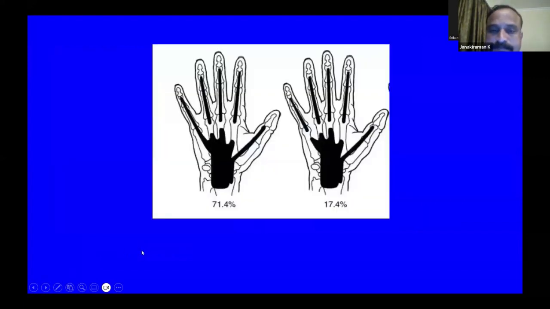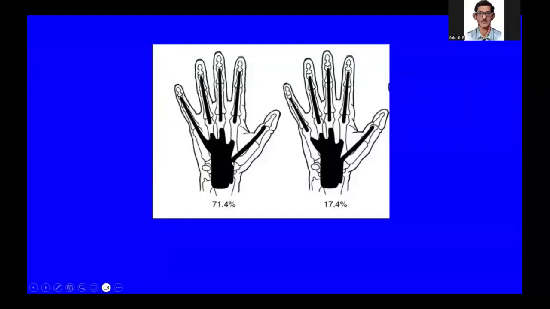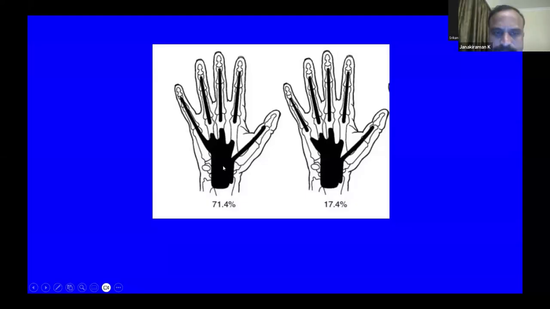This is a diagram to show that the connection between the synovial sheaths of the digits and the thumb is variable, but the commonly seen pattern is this, where both the little finger and the thumb communicate with each other. That is the radial and the ulnar bursa. And the next common one is where you have only the communication with this. The fingers are all separate.